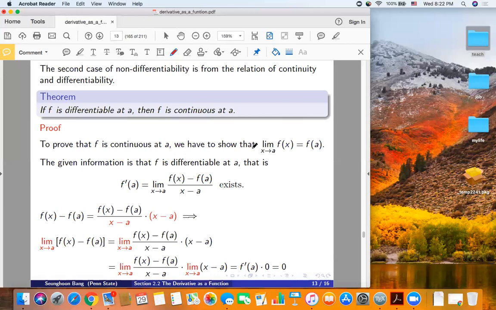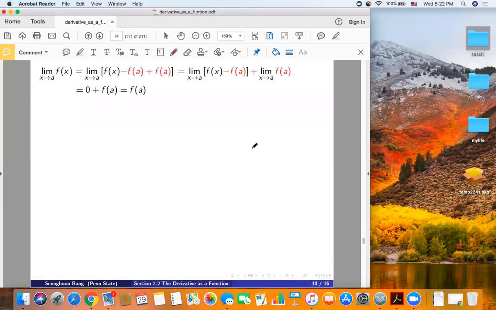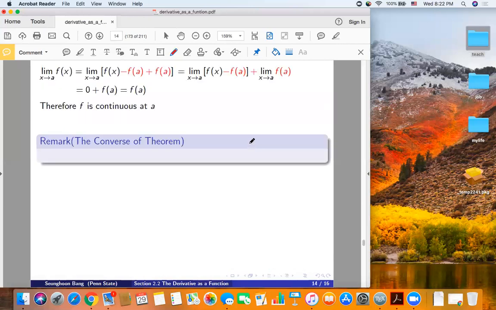So like this. The remark: the converse is true? The so far was like a theorem. If f is differentiable... here, this is like a converse one. So if f is continuous at a, then f is differentiable at a. This is true or false? This is a remark. So was it like a theorem?